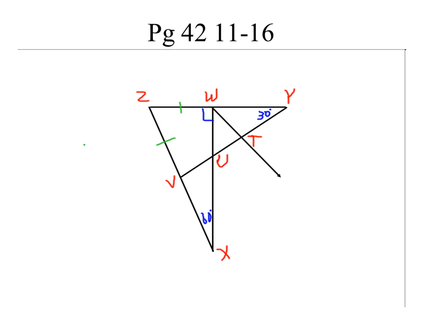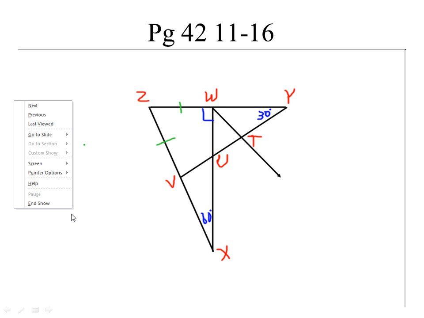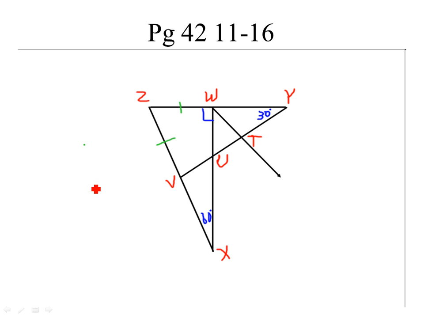All right, this picture is for page 42, problems 11 through 16. We're just going to go through these real quick. Number 11 says, name 2 acute vertical angles.